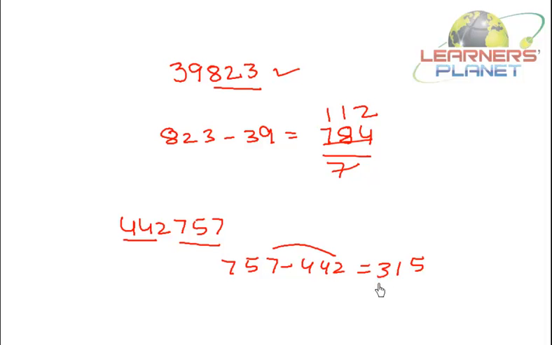Now let's check it by 7. 7 4s are 28, then 35, 7 5s are 35. So we are getting remainder 0. That means 315 is divisible by 7, hence this complete number is divisible by 7. So it's so simple, friends. Without actual division, you just concluded that the given number 442757 is divisible by 7. Okay friends, let's move to another divisibility test.